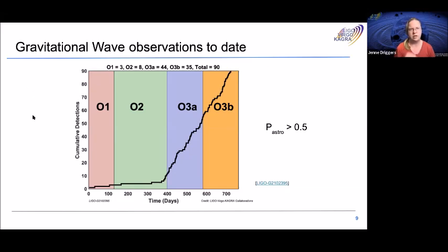This plot shows on the x-axis time in days that we're actually operating. So maintenance and installation periods have been excised. And the y-axis is cumulative number of these detections with p astro greater than 0.5. And you can see that the third observing run has been wildly successful, including the second half of the third observing run, which is what we report on here. So if we go to the next slide.